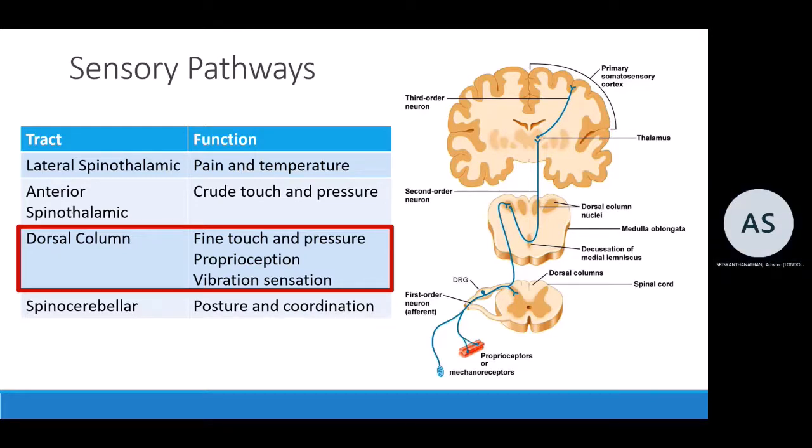So, the key thing here to remember is there are two branches within the spine, at the level of the spine. It crosses over at the level of the medulla, where it also synapses for the first time. And then it goes to the thalamus, to the cortex.